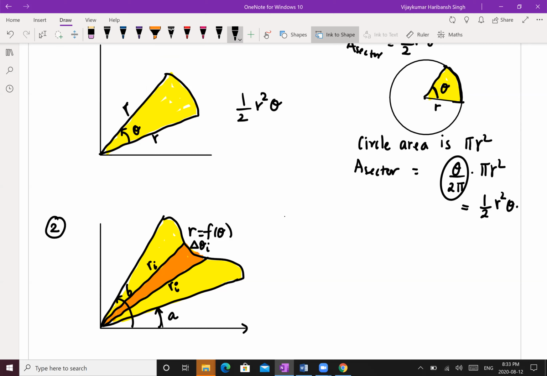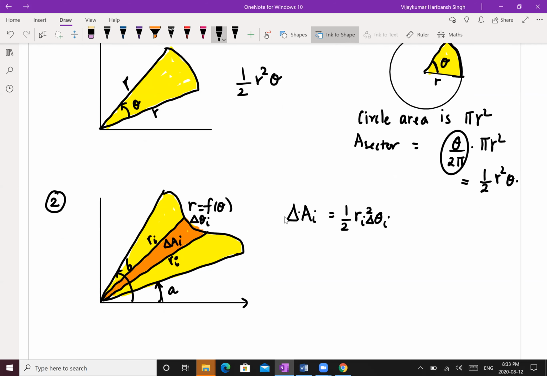All right. So what is the area of this segment? Again, if we approximate it small enough, both of them can be roughly thought of as an Ri of the same. So we can think about this as a small sector. So let's call this area delta A_i, which is going to be half Ri square delta theta_i.